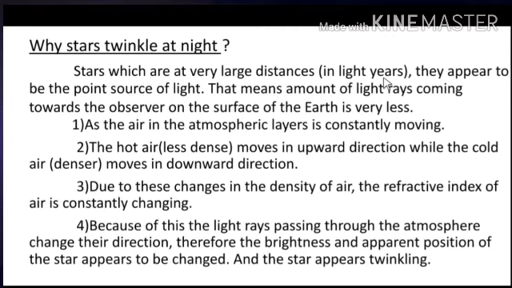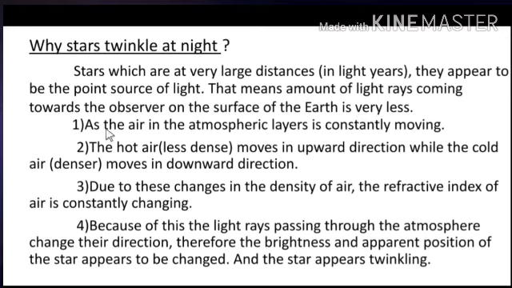The closest star to our solar system is at a distance of 4.3 light years away, and this is a very large distance. An object at a very large distance makes a very small angle with our eyes. Therefore it appears as a point source of light. This means the amount of light rays coming towards the observer on the surface of the earth is very less.